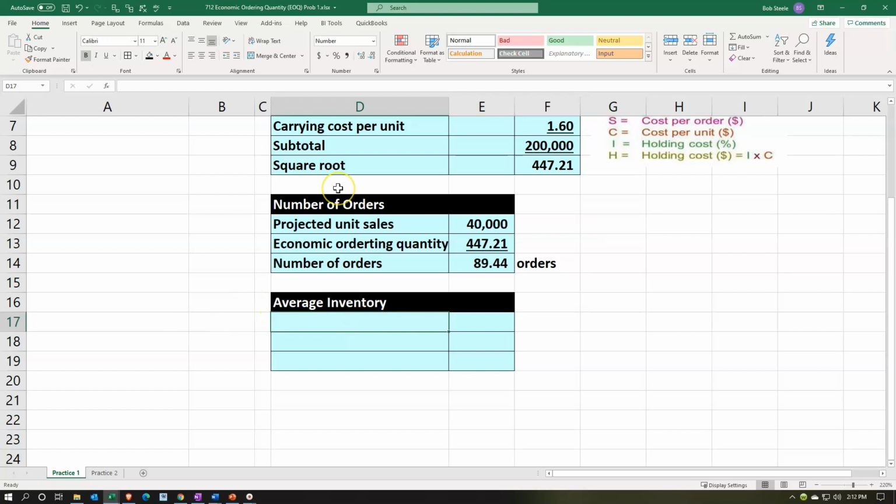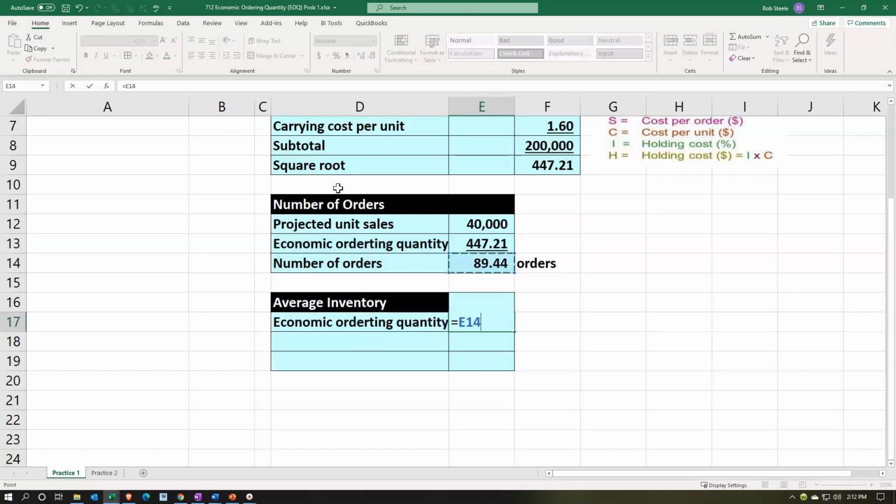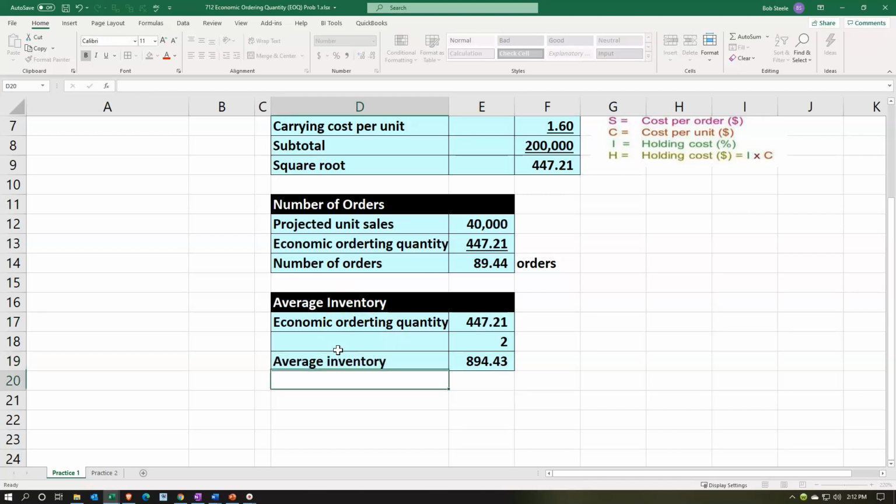So then we can also calculate the average inventory. If I took the economic ordering quantity, which is the 447.21, and divided it by 2, we get the average inventory. Let's add some decimals here. I'm going to hold down Control and click these two non-adjacent cells, go to the Home tab, and add a few decimals in the numbers group, and that would give us our average inventory. And so let's put an underline here: Home tab, font group, and underline. So there we have it.